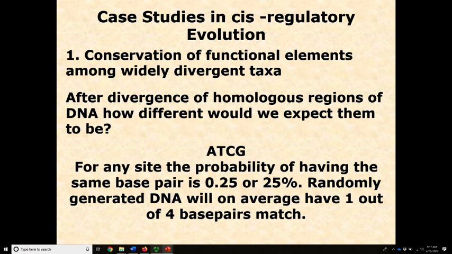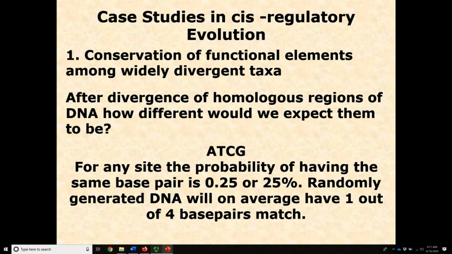Now, anytime we see a level of similarity that is significantly higher than 25%, then we would expect there to be some other explanation. Then there must be some sort of natural selection force that is working on that piece of DNA.